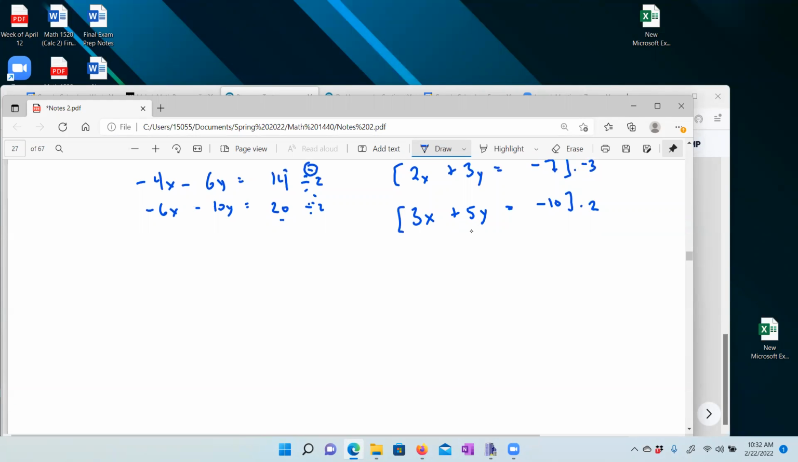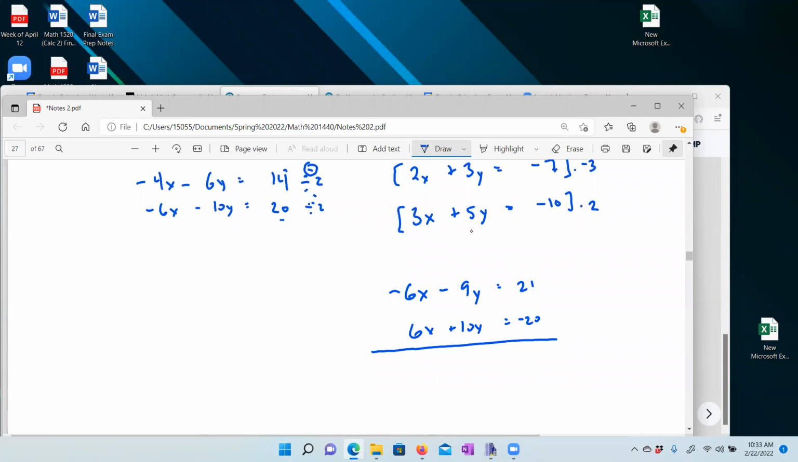So when I multiply that, that's going to be minus 6x, minus 9y equals positive 21. And then here we're going to have 2 times 3 is 6x, 2 times 5 is going to be 10y, and this is going to be negative 20. And all I'm going to do is add these together.